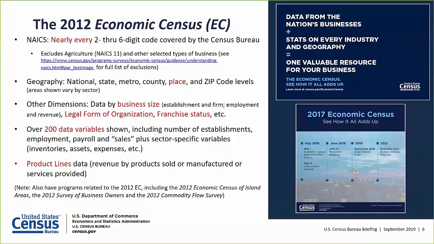There's over 200 data variables published in the economic census. These include core statistics like number of businesses, employment, payroll, and sales. These 4 statistics are the ones that are going to be published in the First Look release next Thursday. But we also publish many industry-specific or sector-specific data variables. For example, in the manufacturing sector, we publish detailed information on inventories, capital expenditures, and other types of data like that. We also publish information on product lines, which is a great source of information on the revenue of businesses broken out by the individual products and services that they provide.